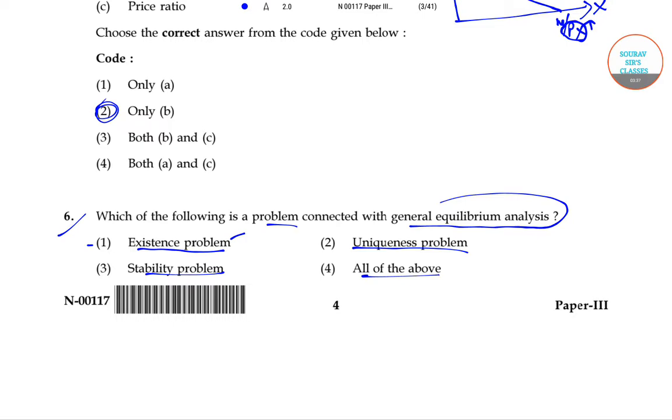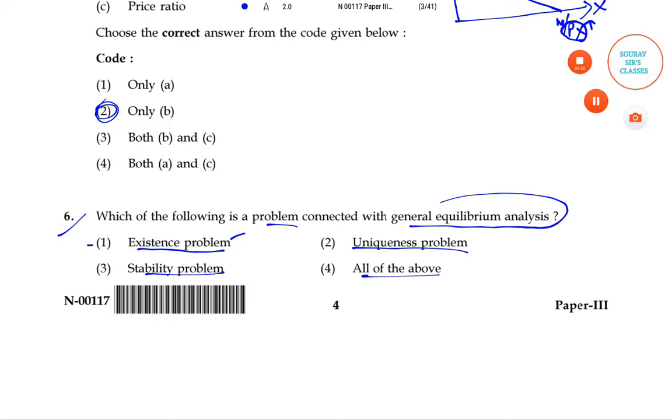What is the existence problem will be our first. So what is the existence problem? That we'll first look at in case of general equilibrium.